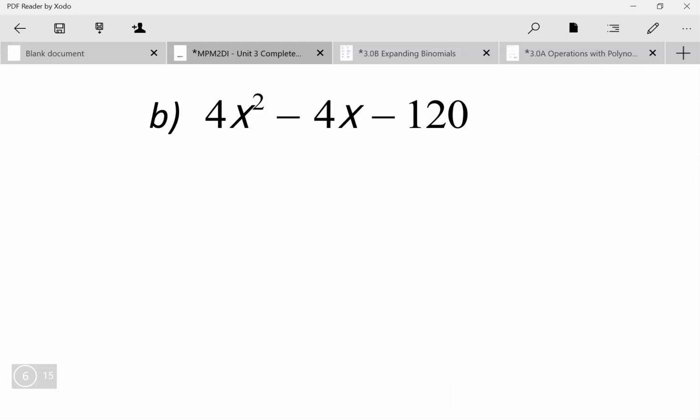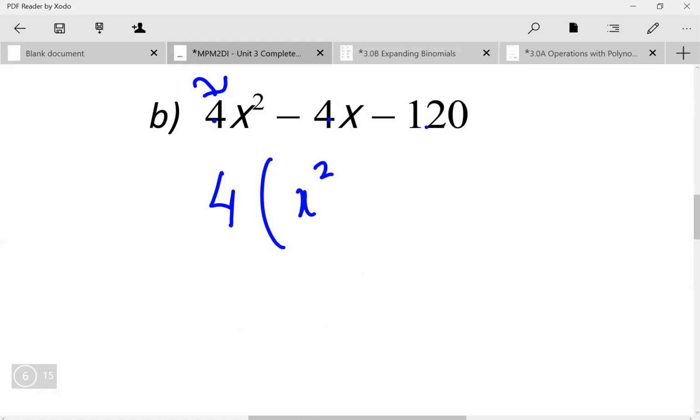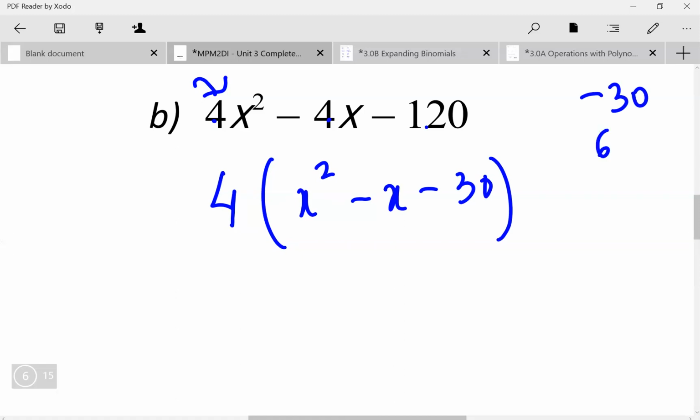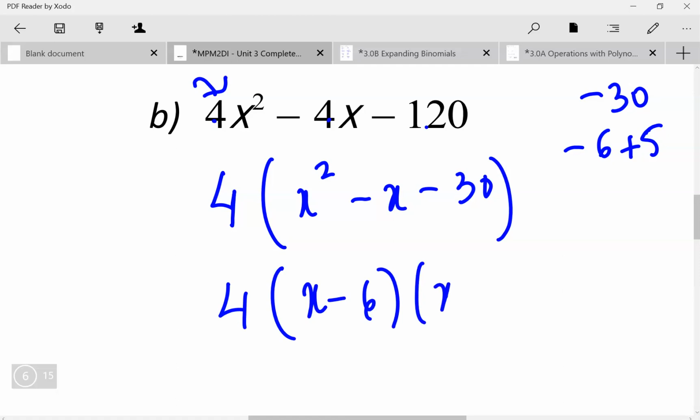Again, this looks like a tricky trinomial because, whoops, my x squared term is not 1, but I can indeed, after I check, factor out that 4 from all three of my terms. So I am going to factor out a 4, left with x squared minus x minus 30. Two numbers that multiply to negative 30 and subtract to give me negative 1: 6 and 5, negative 6 plus 5. x minus 6, x plus 5.